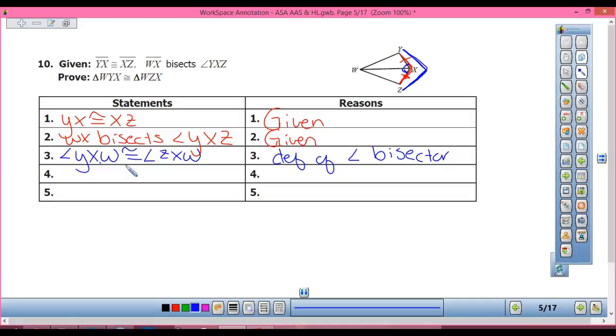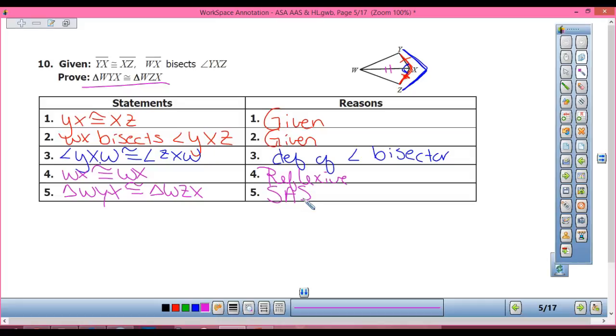Okay? What other piece of information do we know out there? They share a side. What is my shared side? Oh, XY is not shared. WX is congruent to WX. That is reflexive. They share a side. Okay, so triangle WYX, and I'm just grabbing it right here, is congruent to triangle WZX. And what? S-A-S.